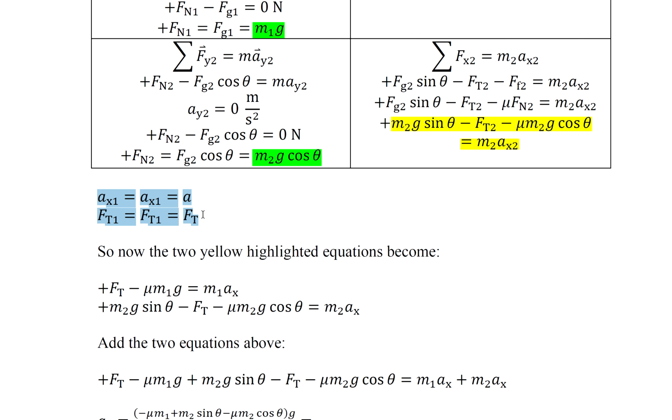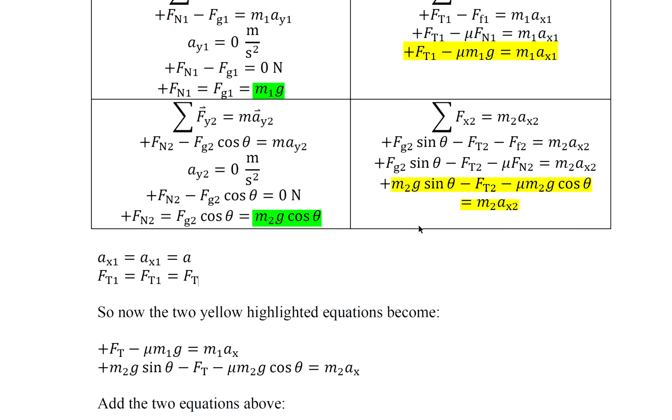This is a small mistake. A sub x1 equals a sub x2 equals a. F sub t1 equals F sub t2 equals force of tension. So we have these two highlighted equations.